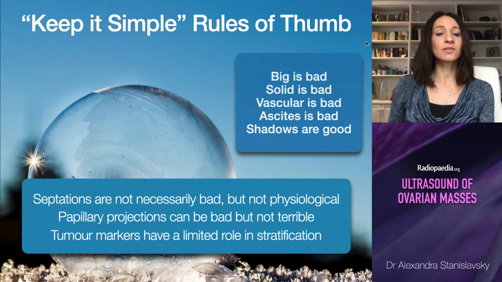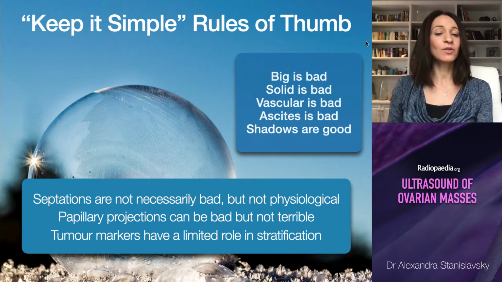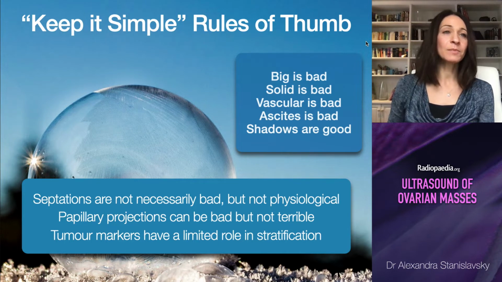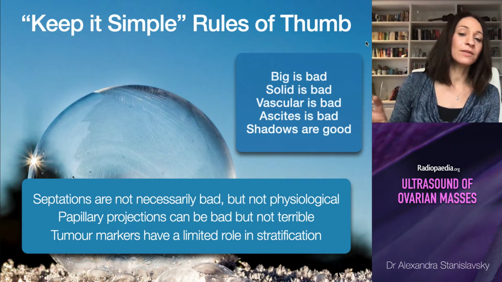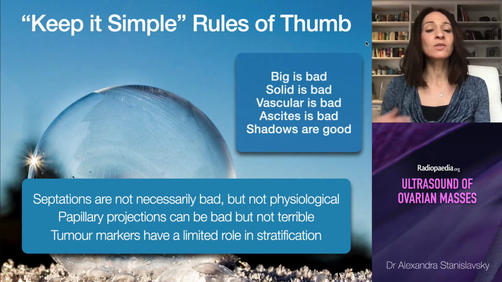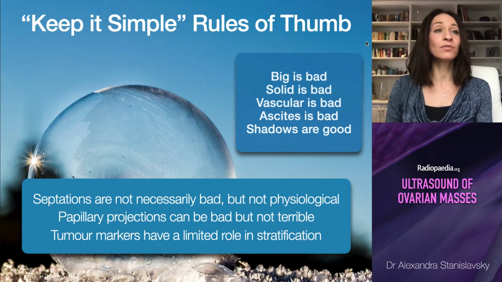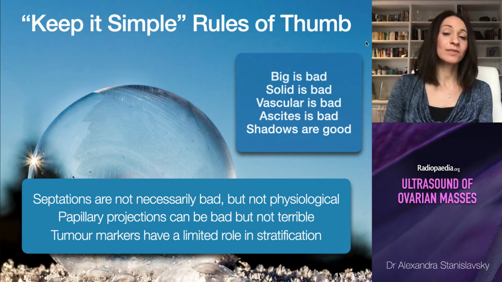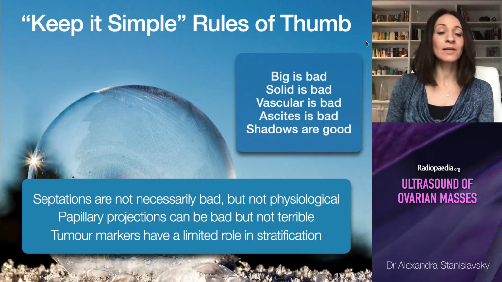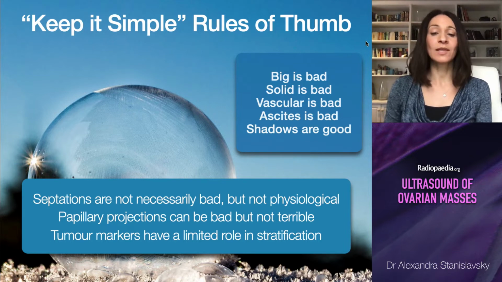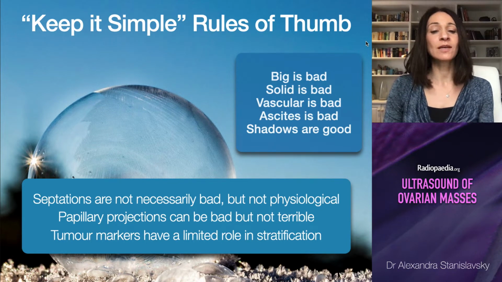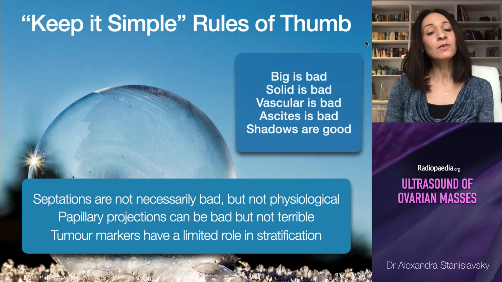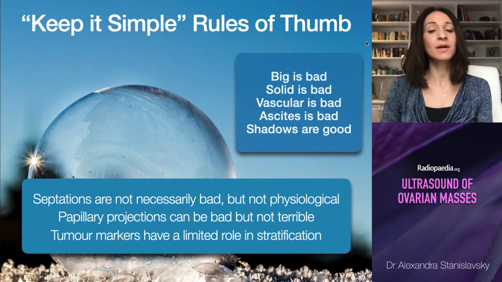Papillary projections can be bad, but are not terrible. And the reason I say that is papillary projections most typically are a feature of borderline tumours, and borderline are thought of as tumours of low malignant potential. So whilst they need to come out, their prognosis is quite good. You can get papillary projections in more malignant tumours as well, and there's certainly overlap, and we'll look at that as we go through cases. But if you've got a lesion which has no concerning features other than the presence of papillary projections, you can be perhaps cautiously optimistic that it might be a borderline.